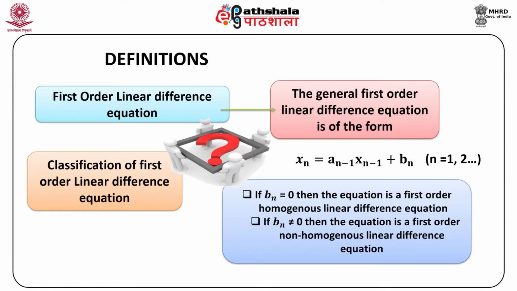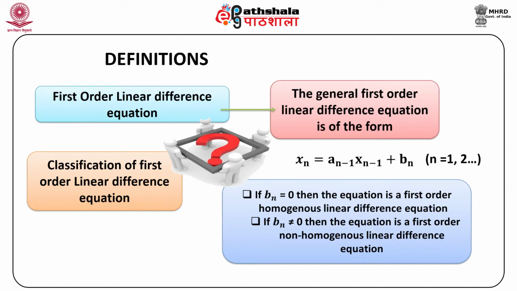First order linear difference equation. The general first order linear difference equation is of the form xn is equal to an minus 1 xn minus 1 plus bn, where n is equal to 1, 2, etc. This is called equation 1. Here an minus 1 and bn can be a function of n or a constant.